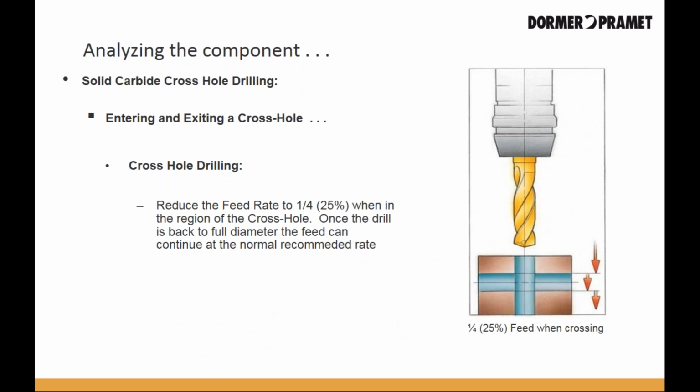When drilling through a cross hole, it is always best to reduce the feed rate to 1/4 or 25% just before breaking through into the cross hole. You should continue with this reduced feed rate all the way until you are completely through the cross hole. Once back at the full diameter past the cross hole, the feed rate can be brought back up to the recommended feed rate.